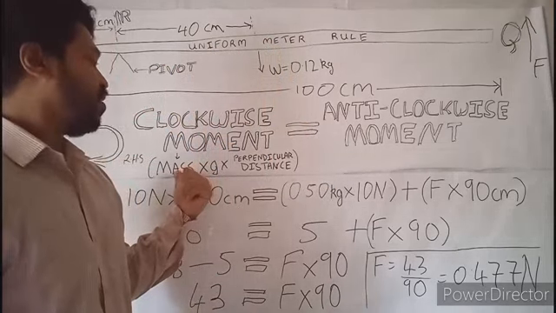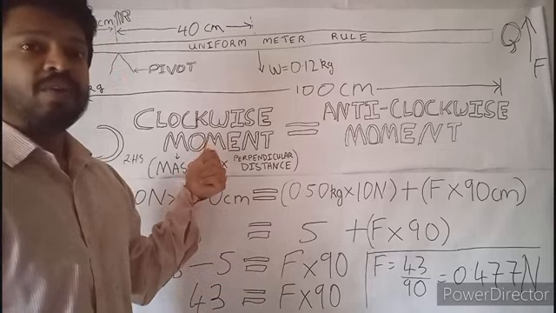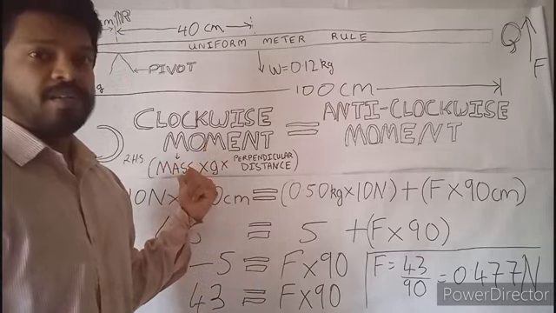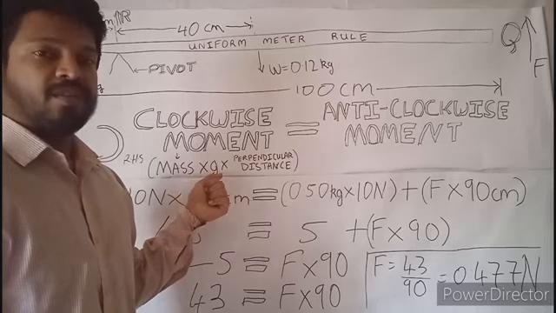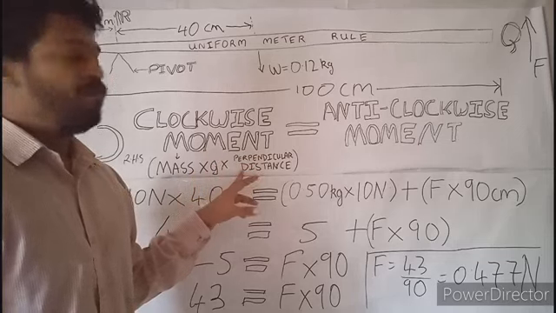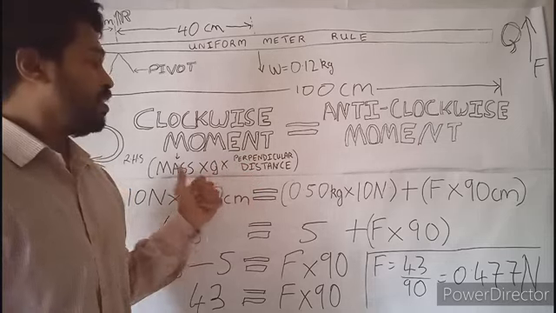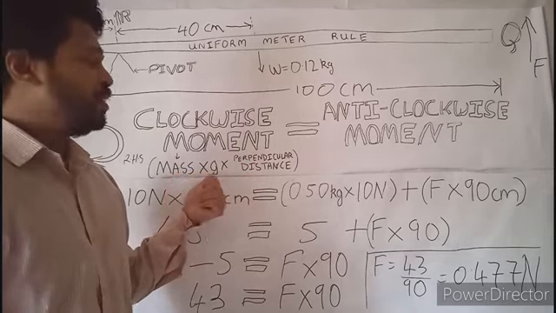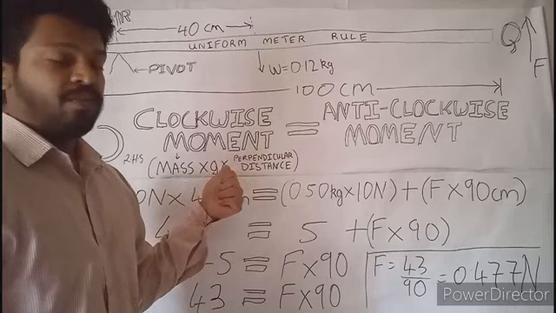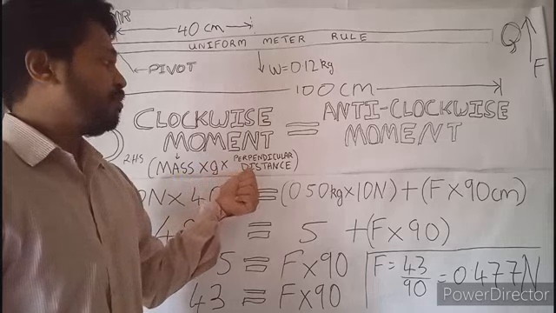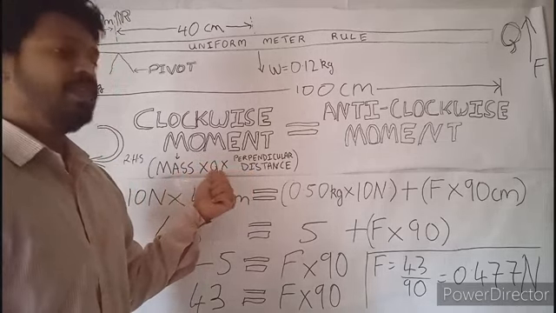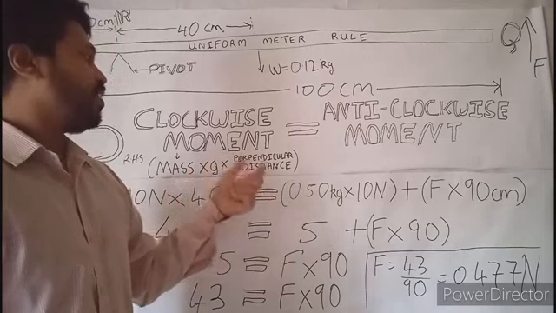So as you are already aware, we calculate the moment by multiplying mass into the gravitational constant, and we multiply that with the perpendicular distance. So mass is m, g is the gravitational constant, we take 10 newtons, and then the perpendicular distance. So this is the formula: mass into g into perpendicular distance.